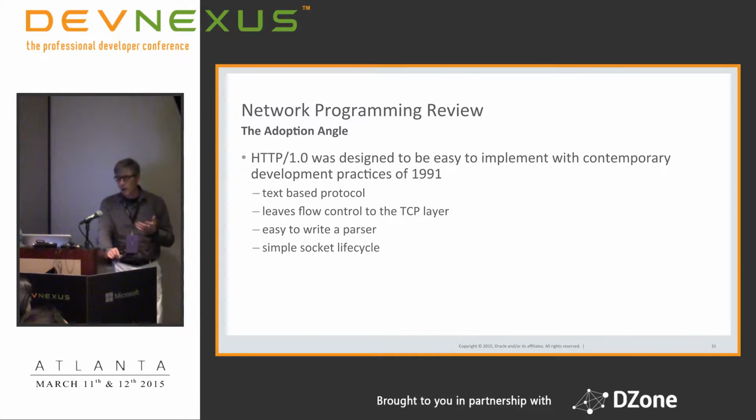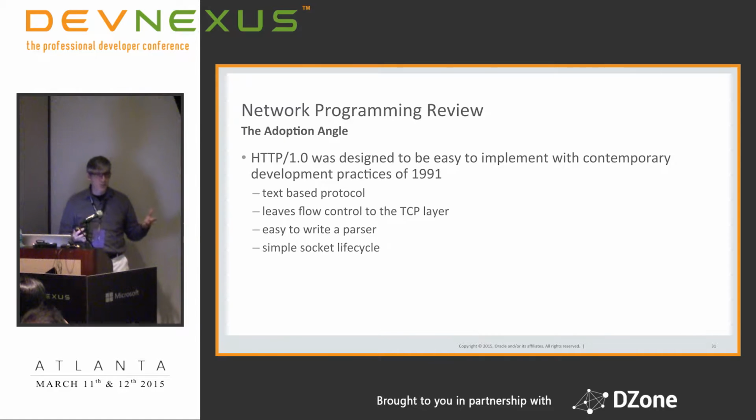When HTTP 1.0 first came out, it was designed to be easy to implement with contemporary development practices of 1991. So it was a text-based protocol. It left flow control entirely to the TCP layer. It said nothing about that. Easy to write a parser, it's text, you can look at it. It had a very simple socket lifecycle, open, close, nothing fancy like that.